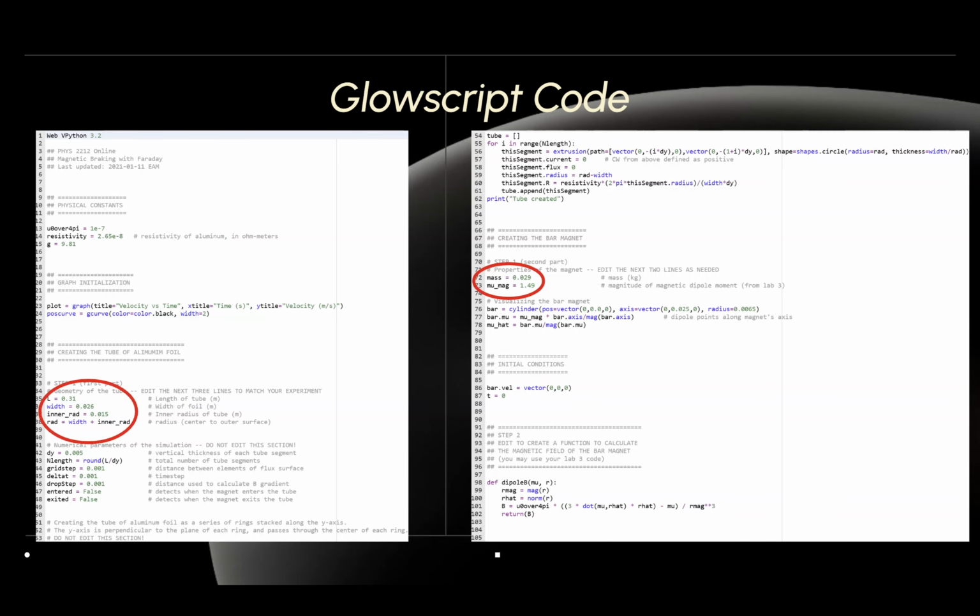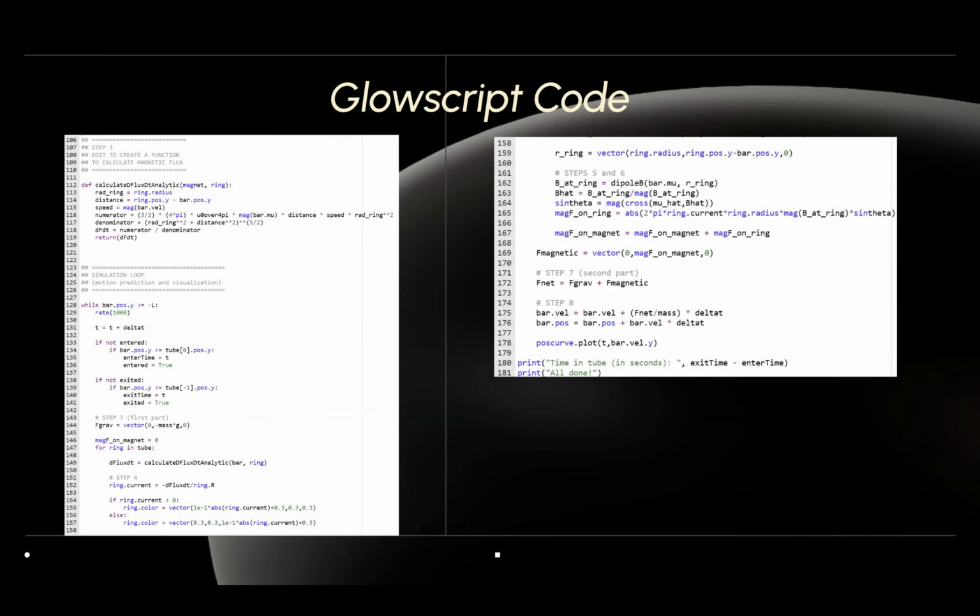For some important things in the GlowScript code, the length of the aluminum foil tube was about 12 inches, which is 31 centimeters. The width and the inner radius are shown on the left, as well as the mass of the magnet on the right, and then the mu magnitude of the magnet. I'll go into this a little later, but this is where I had some sources of error, with my mu magnitude. Continuing with the final part of the GlowScript code, nothing really of note here.